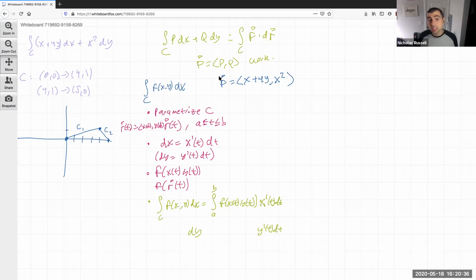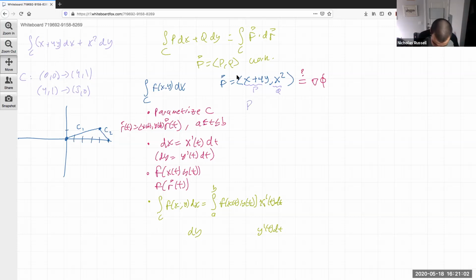The other thing I want to check is whether F is conservative. If F is conservative, what does that mean? That means, is there a potential function? Is there a function such that the gradient of that function is equal to my vector field? The way we can find that is we let this be P, we let this be Q. By Clairaut's theorem, we need the mixed partial derivatives to be the same if there's going to be a potential function.